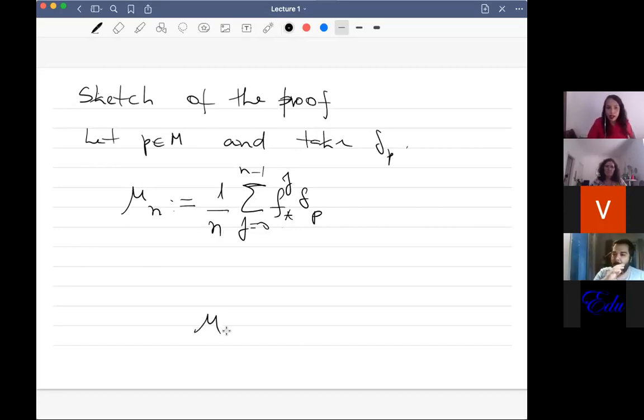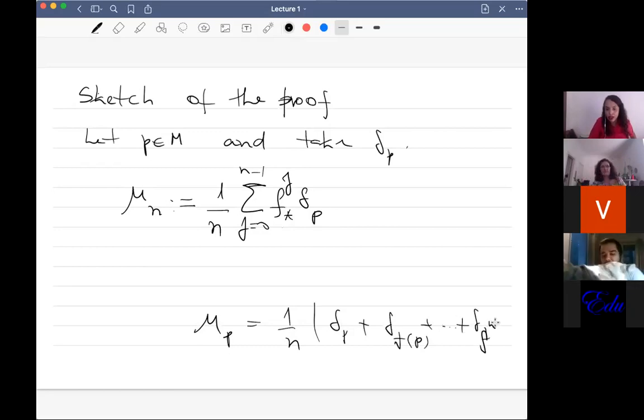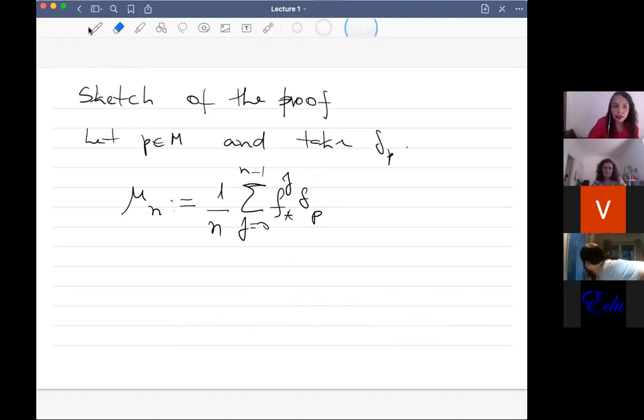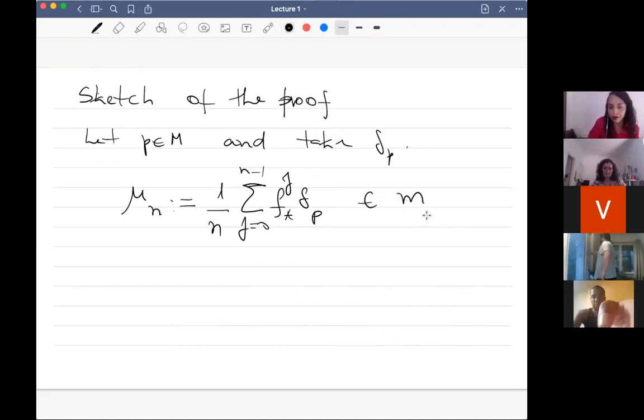Remember how we defined this mu p, that was 1 over n, Dirac on p plus Dirac on f(p) up to Dirac on f^(n-1)(p). That's more or less the same thing, but the measures that I'm adding here depend on the iterates of the function f. Okay? It's not hard to prove that these mu n are all probability measures. They are not necessarily invariant, but they are all probability measures. It's a sequence in the space of probability measures, so it has to have a subsequence that converges.